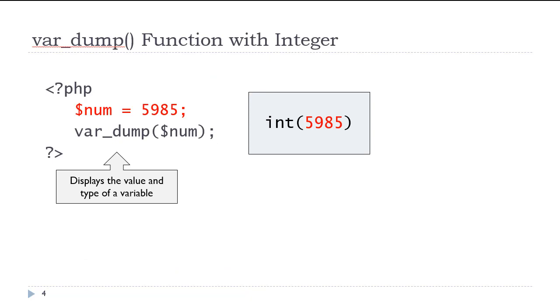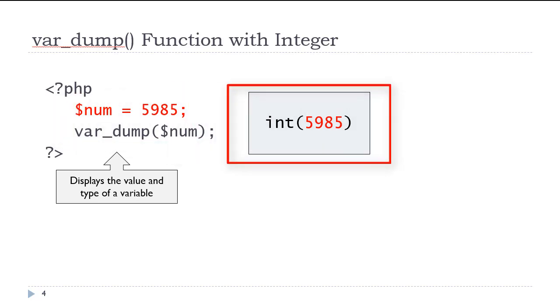The var_dump function is very valuable when working with numbers. Rather than just using echo or print, if you pass the variable to this function, not only will it return the value, but it will also tell you the numeric data type, as we see here.